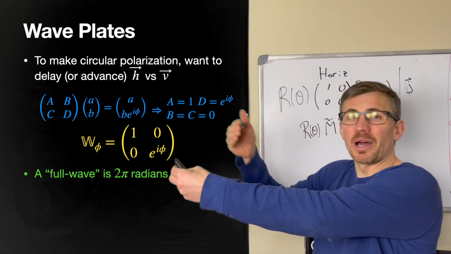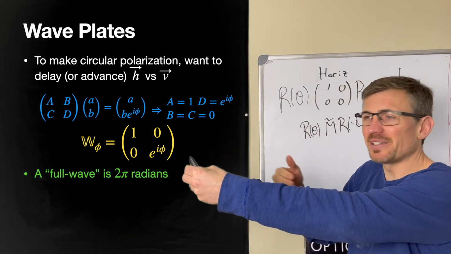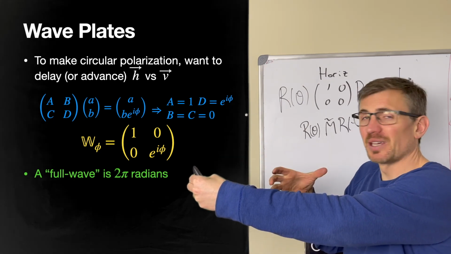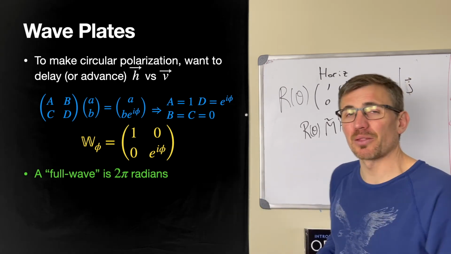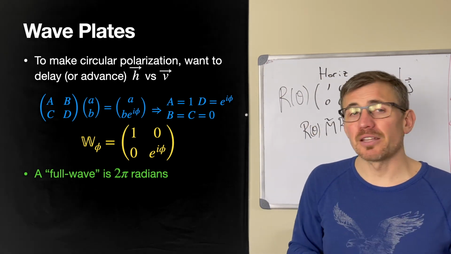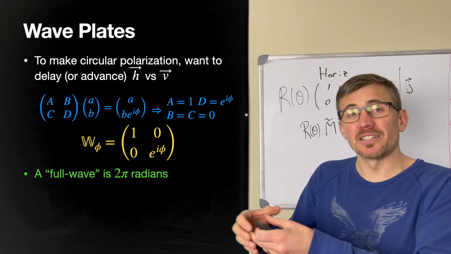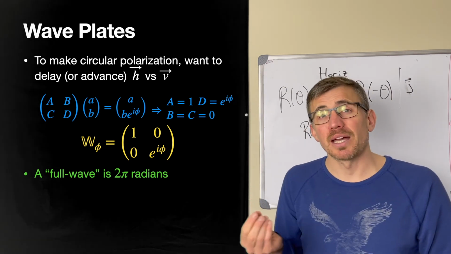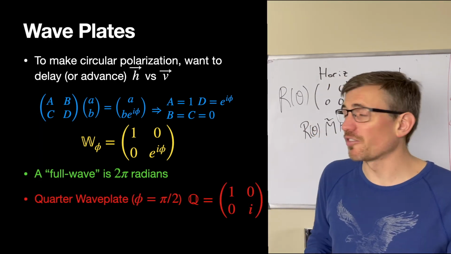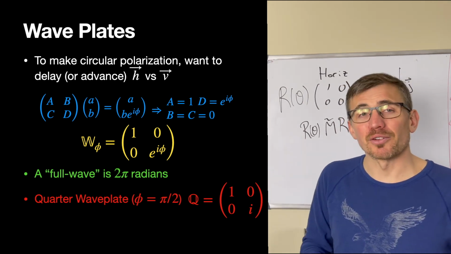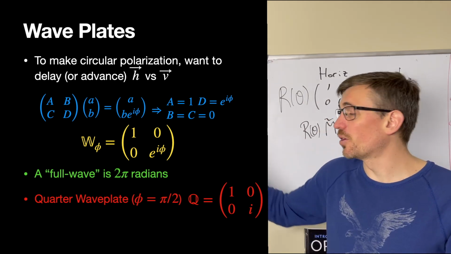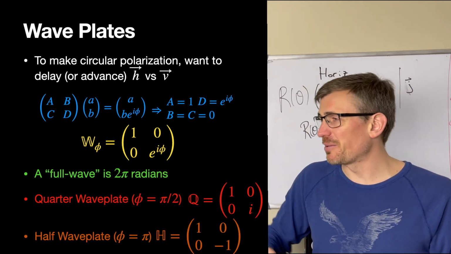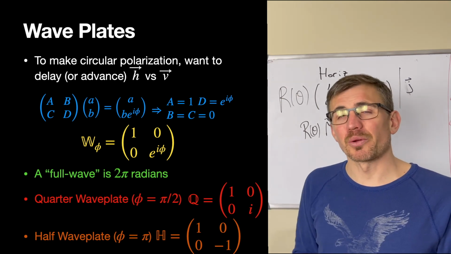A wavelength is 2 pi radians. So if we had a full wave plate, it would delay one of the fields by exactly 2 pi radians, a full wavelength. It wouldn't actually do anything because the thing is periodic to begin with. But more interestingly, we can delay it by a quarter wave. That's 90 degrees. That's 2 pi over 4, which is pi over 2. That's what we had to make circularly polarized light. So this is a quarter wave plate. We delay by e to the i pi over 2, or i. We can also have a half wave plate. And it turns out, this will likely be an assignment solution, that actually serves to rotate our polarization basis.